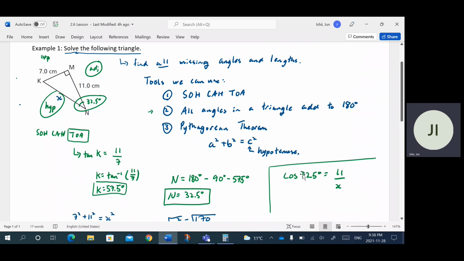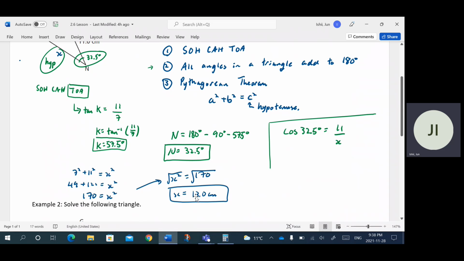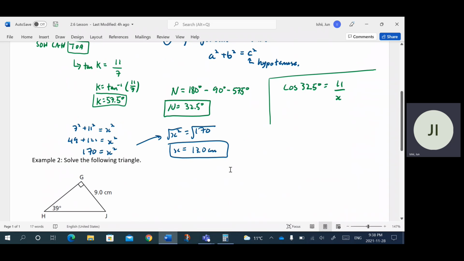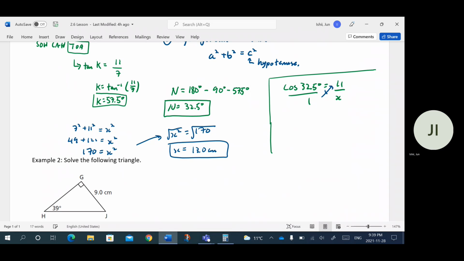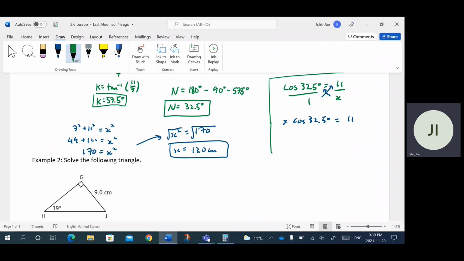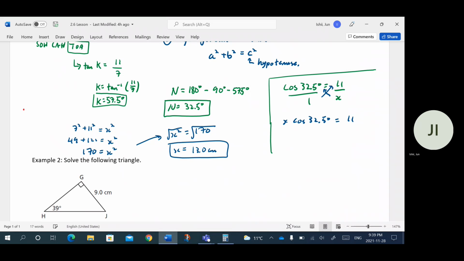All right, so if I solve this equation, I should get 13 again. So let's just do that. Let's see what happens. So I'm going to set up a cross multiplication here. So x times cosine of 32.5 degrees equals 1 times 11. And then I'm going to divide both sides by cosine of 32.5 degrees.